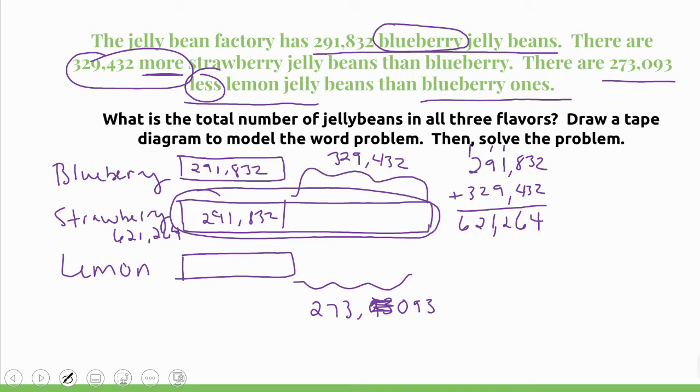Now I need to figure out my lemon. So I have 273,093 less lemon jelly beans than blueberry. Okay, so I've got 291,093. I'm sorry, that's incorrect.